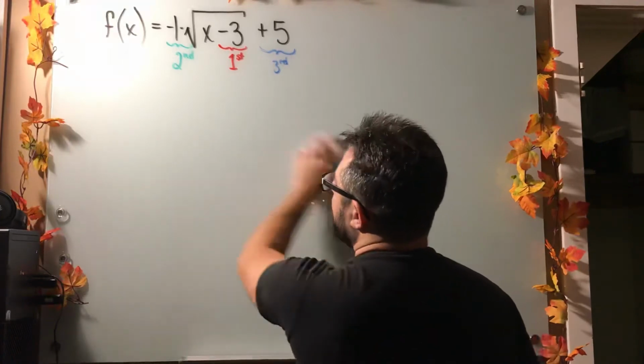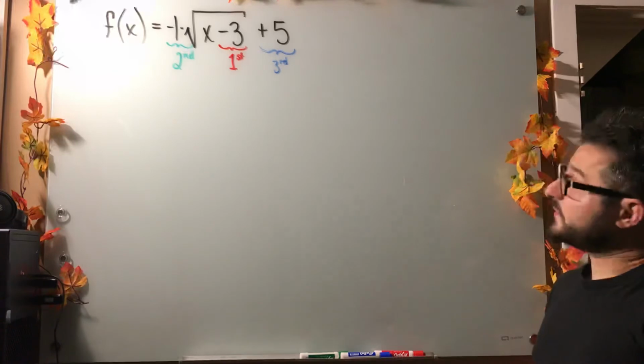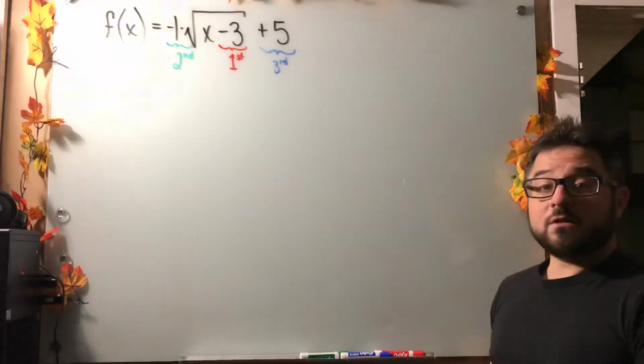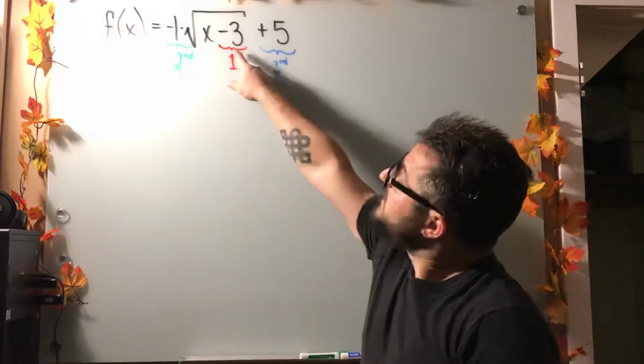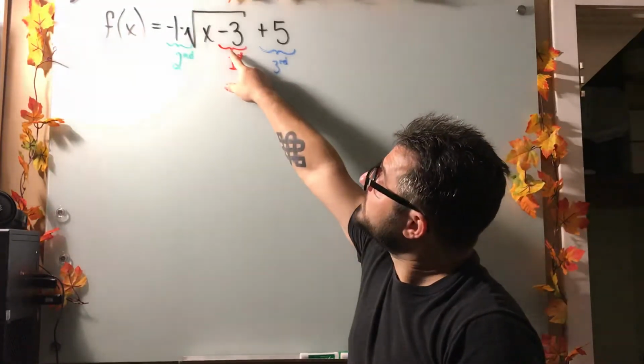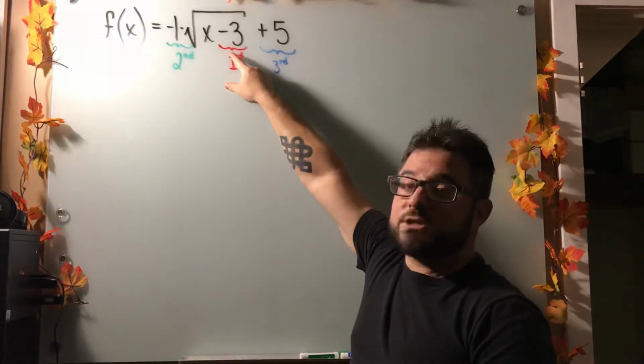Now that we know which operation occurs first, second, third, we can start talking about what effect they have. This is an addition, or subtraction in this case, which means it is a shift.